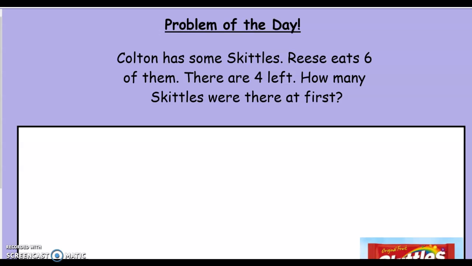We're going to write it down just the way it sounds, and then we'll figure out how to solve it. So Colton has some Skittles. We don't know what some is, so we're going to put an unknown. Reese eats 6 of them. If she eats them, are we adding or subtracting? Yep. Subtracting how many? 6. And it tells us that there are 4 left.